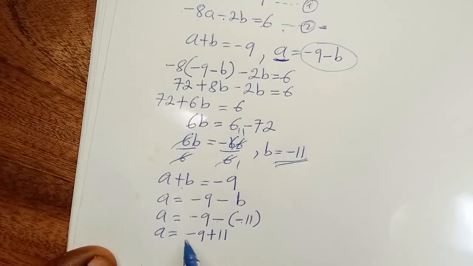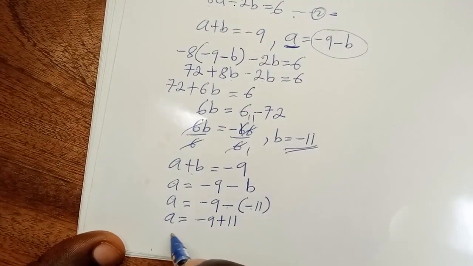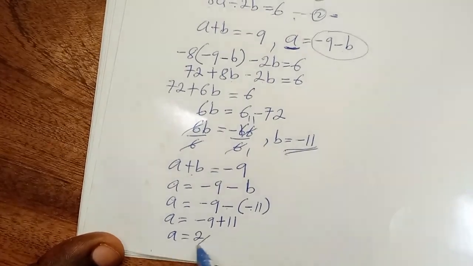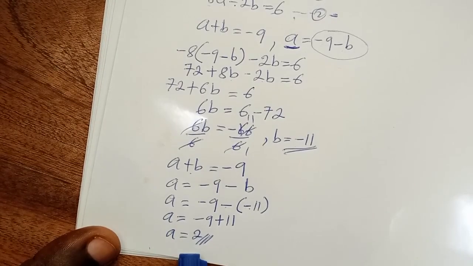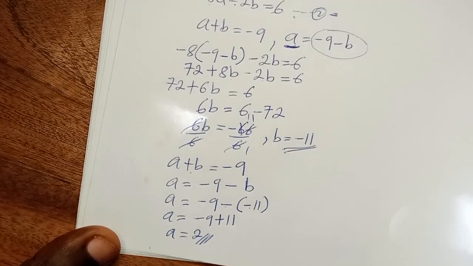So 11 minus 9 is equal to 2. So a is equal to 2. And now we have the value of a and b. So a is 2 and b is minus 11.